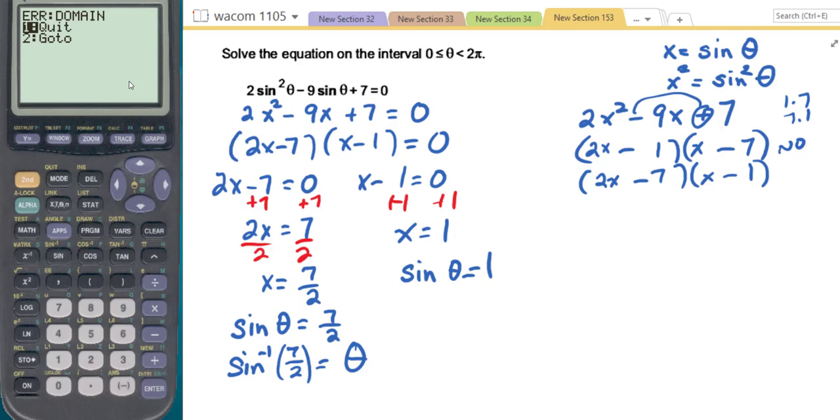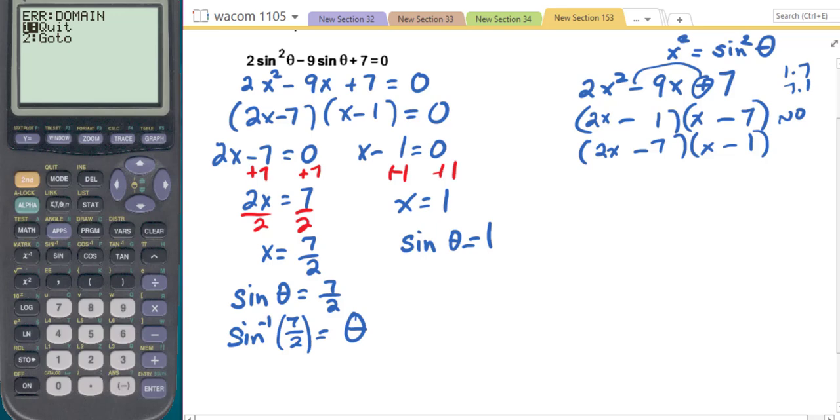So you might remember the domain for sine inverse is between -1 and 1. Right, 7 halves is 3.5. That is bigger, so it is outside your domain. So this one does not give us a solution.